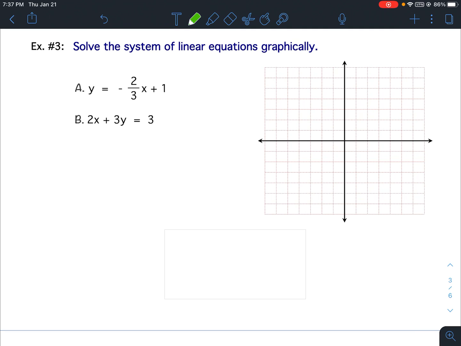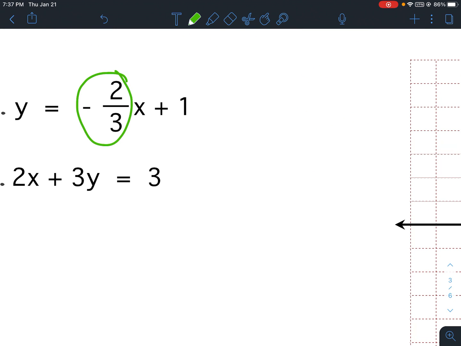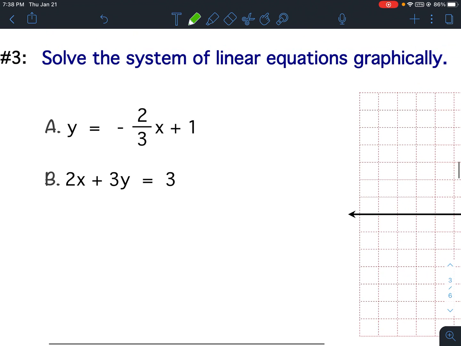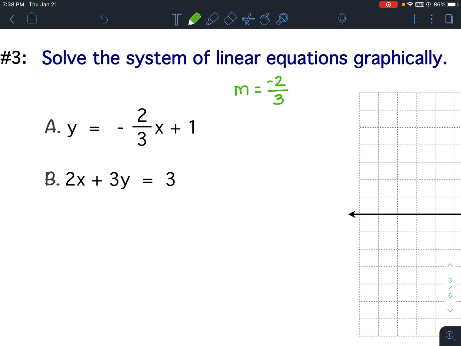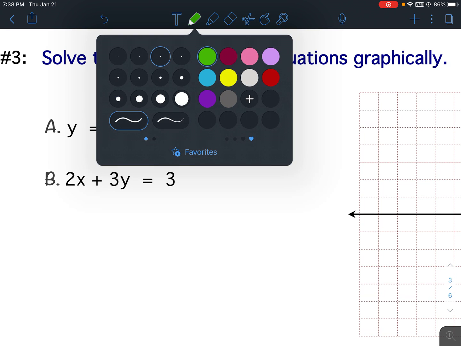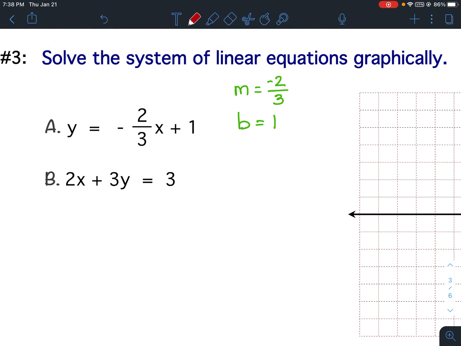The best part about example A, or equation A, I should say, is it's already in slope-intercept form. In other words, it's already solved for y. So that means my slope is this number in front of x, and the y-intercept is the number behind x. So my slope is negative 2/3, and my y-intercept is positive 1. Because the slope is negative, it's going to go down and to the right.